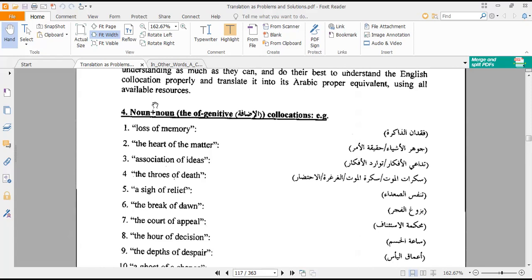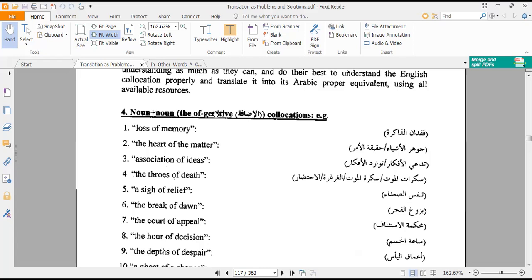The fourth strategy is noun plus of plus noun. So we have two nouns, but these two nouns are separated by a preposition of. Okay. For example, loss of memory can be rendered as فقدان الذاكرة. طيب أنا هنا ترجمتها loss of memory, literal translation strategy is used to render this collocation.